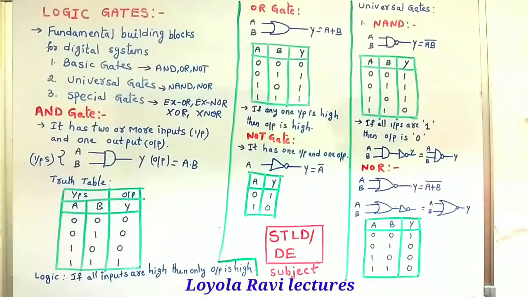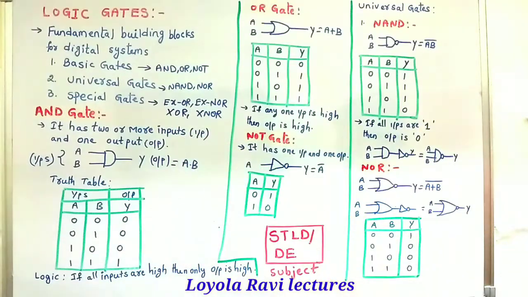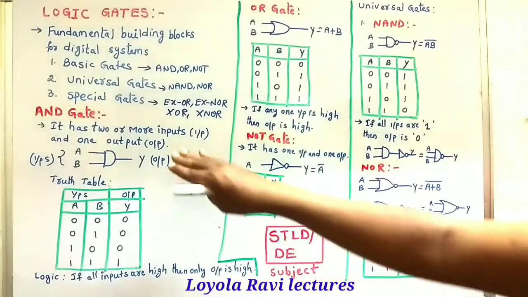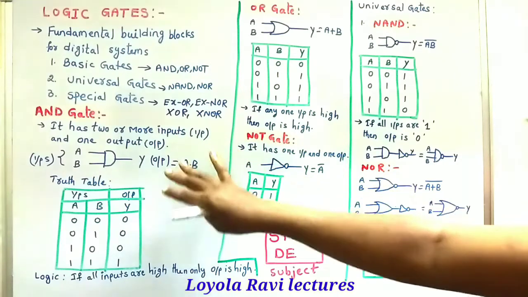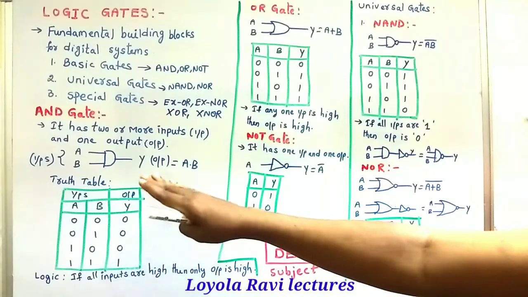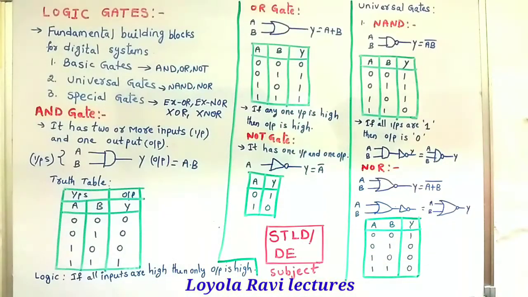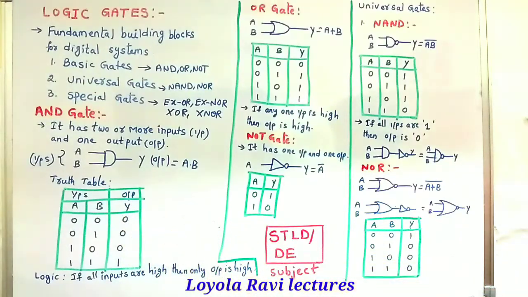Based on this truth table, if you know one gate completely, that repeats for the remaining gates. That's why I'm explaining very clearly what an AND gate is. It has two or more inputs and one output. Output Y is equal to A into B, and for that I'm writing the truth table. The truth table shows the corresponding outputs for the various combinations of inputs. These are the outputs for 00, 01, 10, 11.